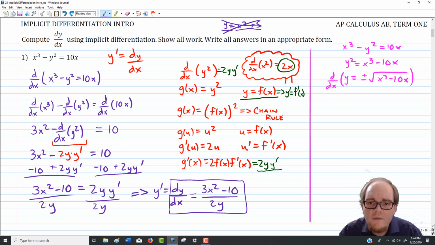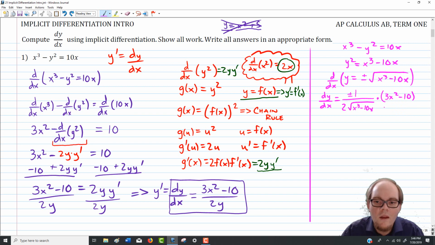As far as derivatives, we'll have d/dx of y, which is dy/dx, or y prime. On the right side, we have the derivative of plus or minus a square root. That's going to be plus or minus 1 over 2 square root of x cubed minus 10x, and then times the derivative of the inside, and the derivative of the inside is 3x squared minus 10. Hey, look at that. Does that not look a little familiar?